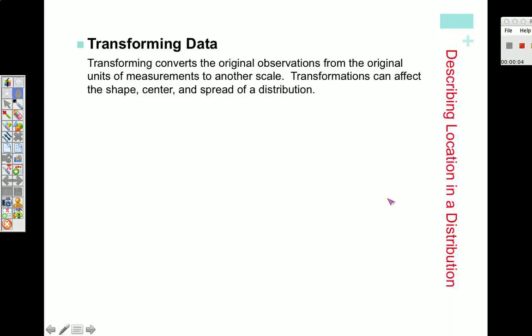All right, so we're going to look at transforming our data, and we're going to look at these things called density curves today. So transforming our data will affect the shape, the center, and the spread. And that should make sense, because if we're adding or multiplying our data by some quantity, our measures of center and spread should change. So let's look at how.